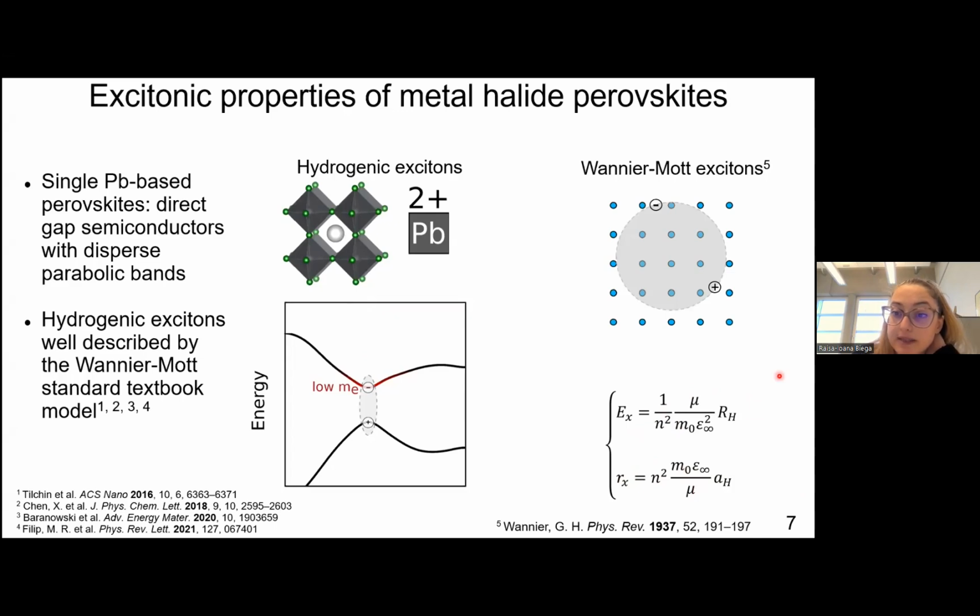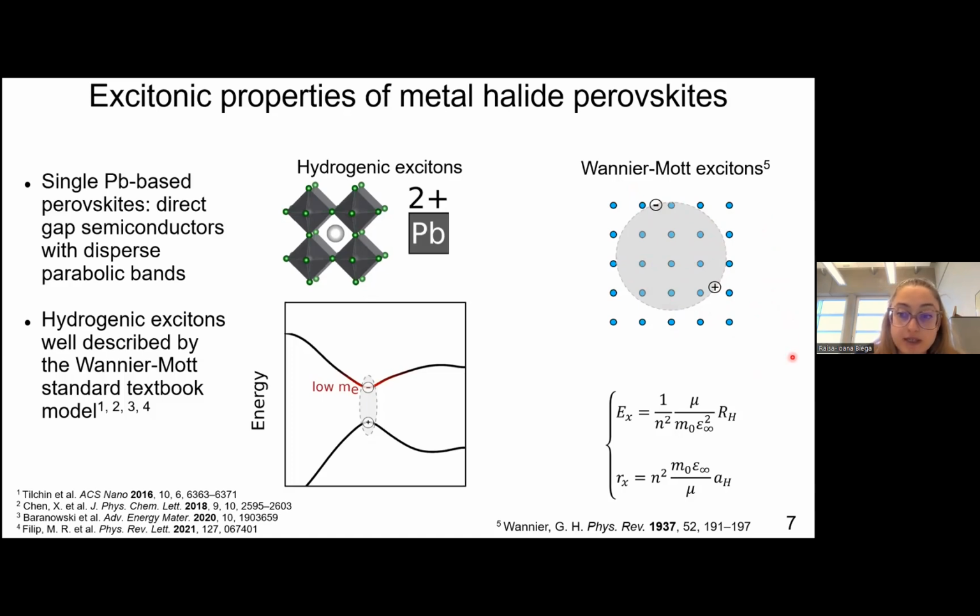And what it says, so this is a picture of the lattice, the crystal lattice in real space, and what you see here is that the electron and the hole are very far apart, and then the radius of this exciton is big. It spans multiple crystal points in this lattice.